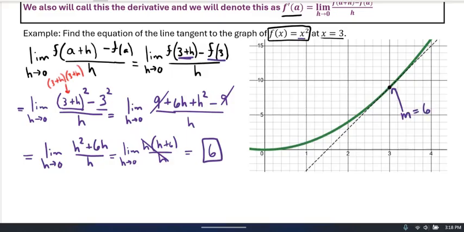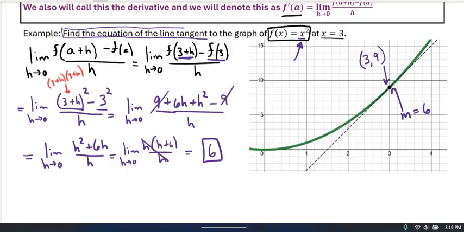We're almost done with this problem. It wants us to find the equation of the line. So since we have a slope, we also need to know this point. Remember, x is 3, and 3 comma what? Well, we can just plug into the formula to know that it's at 9. 3 comma 9, because 3 squared is 9.